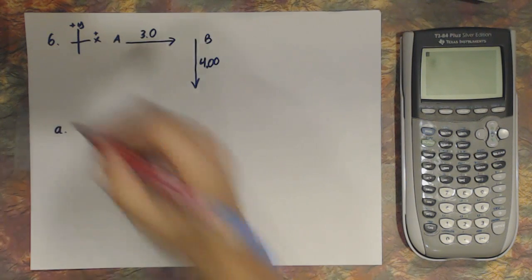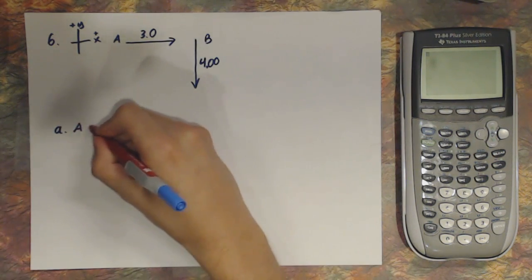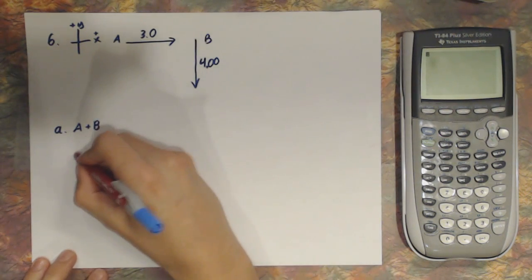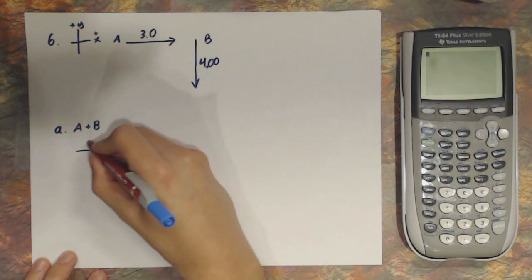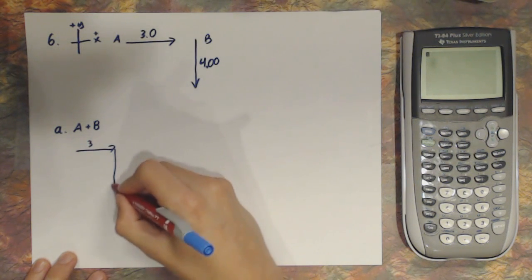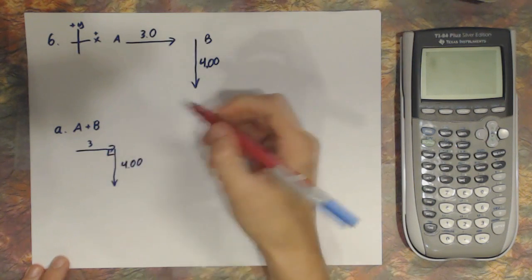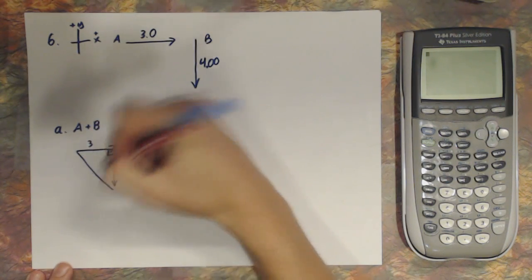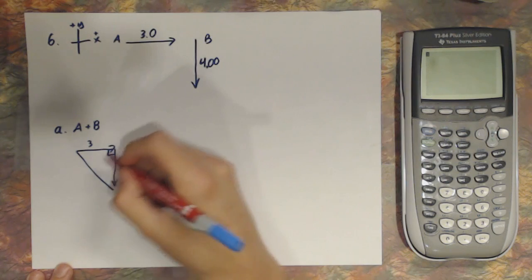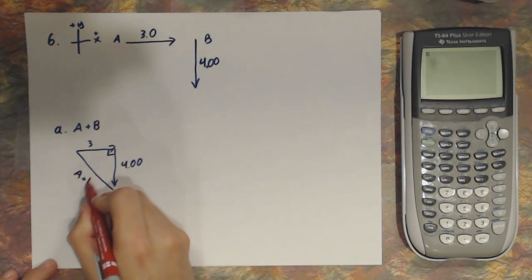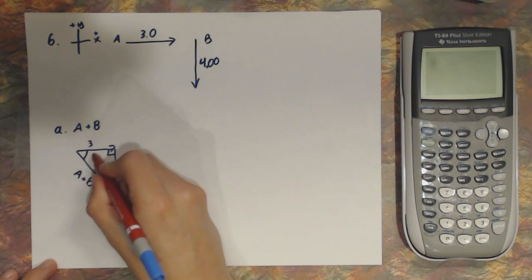Part A asks, A plus B. And we just go tail to tip. So A, which is 3, plus B, which is 4. And so to find our direction and magnitude, we need to find this, which is going to be our magnitude of our vector. So this is A plus B, and then we need this angle.